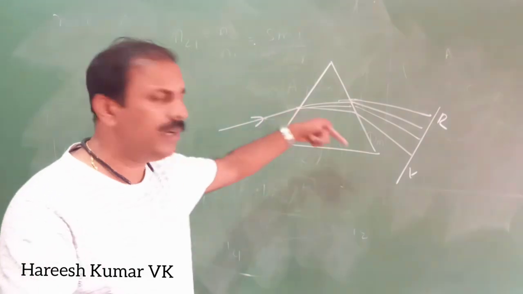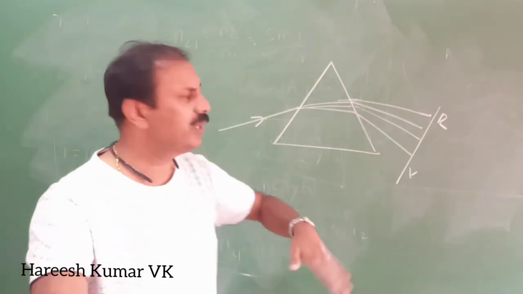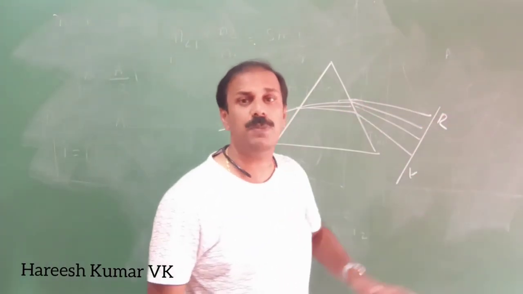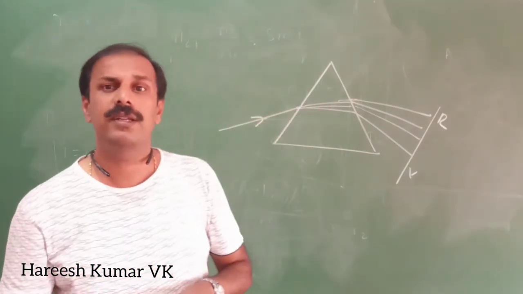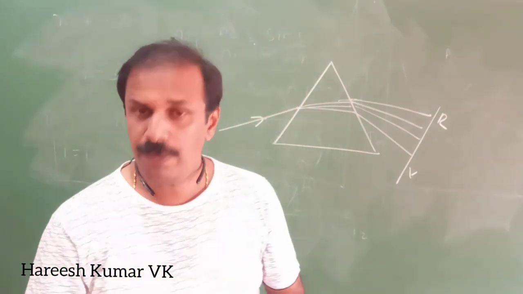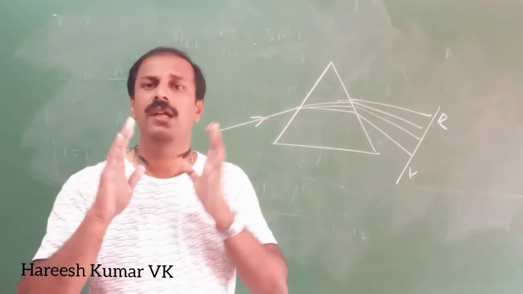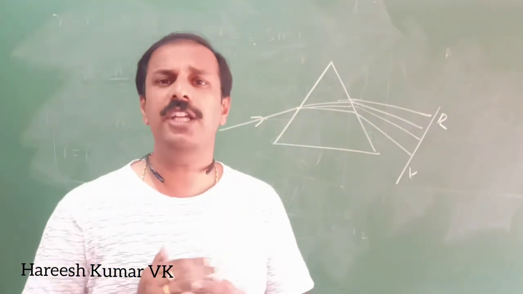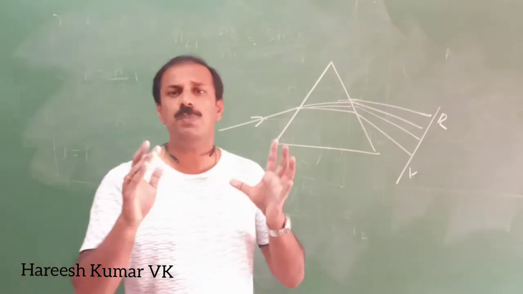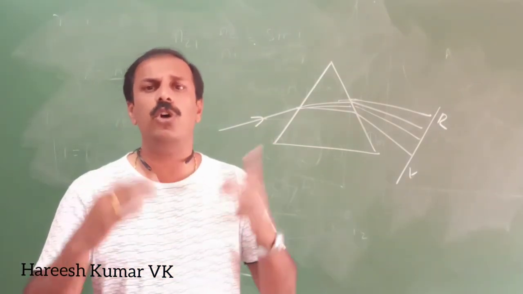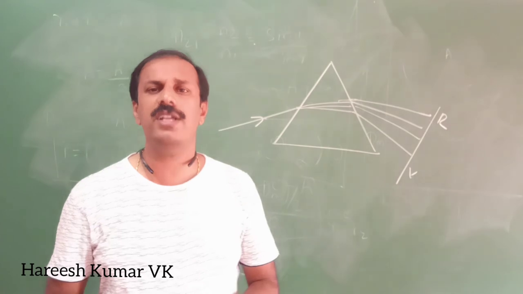So due to this, what happens? It will split into different colors. You can see the spectrum here. This is called a spectrum. Different colors you will see, that is called a spectrum. Now, this is called dispersion. That is, when light is passing through a prism, it will split into its constituent or component colors. So that is called dispersion.